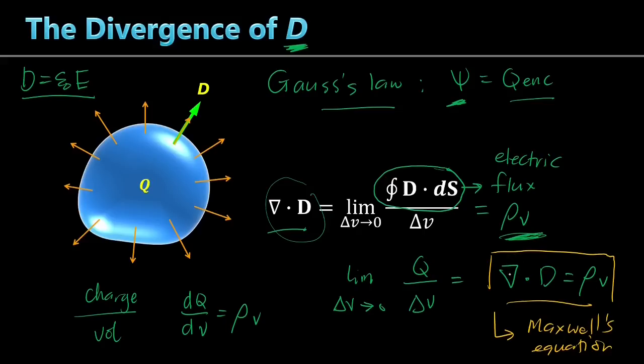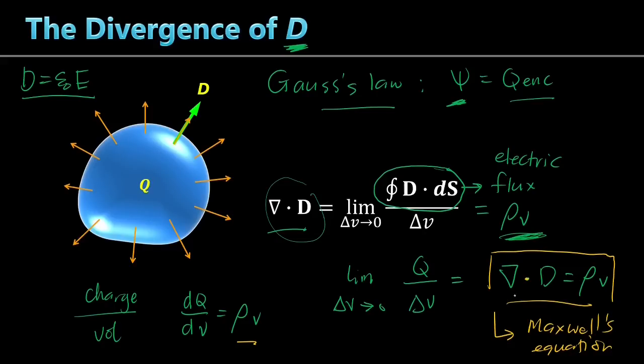So dito, nagkaroon tayo ng Maxwell's equation kasi nag-analyze lang tayo ng unit. Itong flux na to, according to Gauss's law, is equal to the charge enclosed. That is why pinalitan lang natin siya ng Q. Ano ba yung charge per unit volume? That is the volume charge density rho v. Okay, that is why we are now able to come up with this equation. The divergence of D is equal to rho v, the volume charge density.